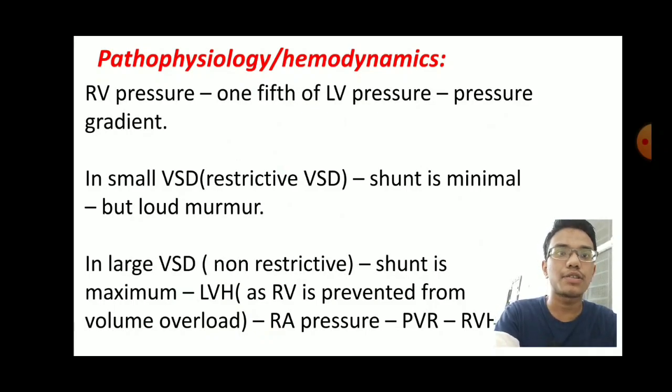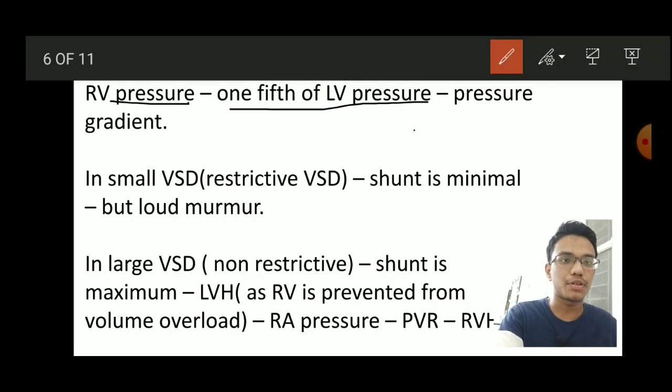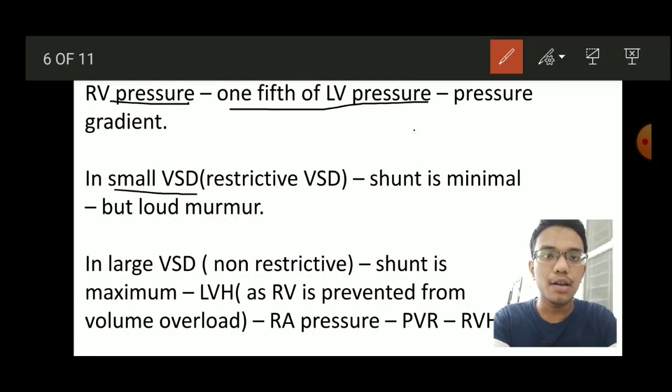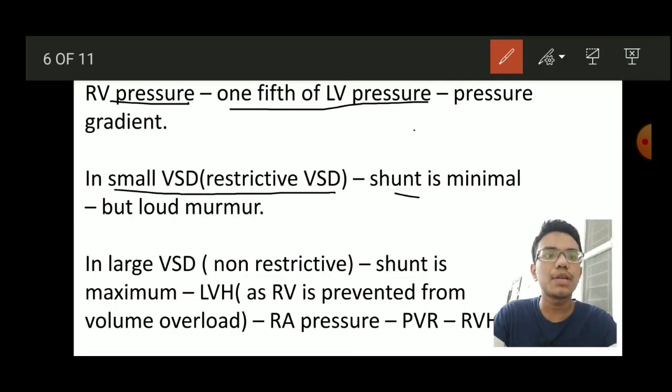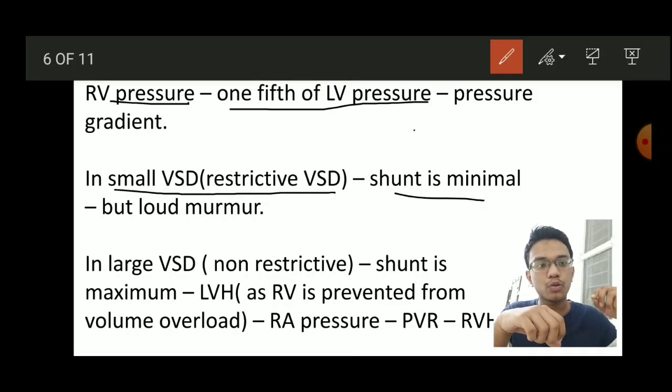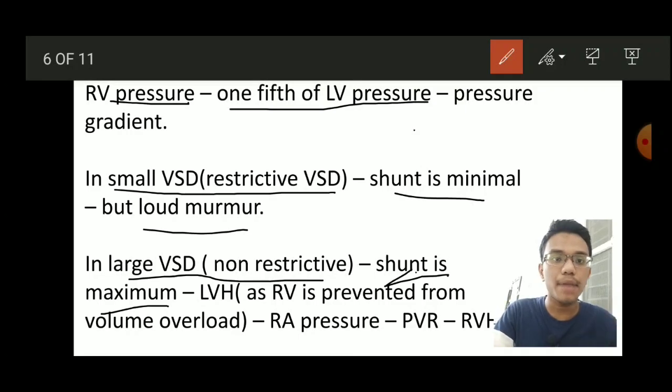Yeah, this is the pathophysiology. You can see here, right ventricular pressure is generally 1/5 of left ventricular pressure. Okay, and pressure gradient. In small VSD, also called restrictive VSD, the shunt will be minimal to insignificant. Resistance is high, so the blood flow through the small shunt, if it occurs, will produce a loud murmur. Whereas in case of large VSD, which is a non-restrictive shunt, the shunt will be maximum, and that leads to left ventricular hypertrophy.